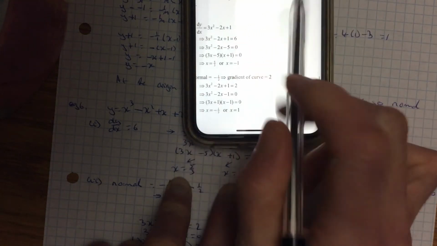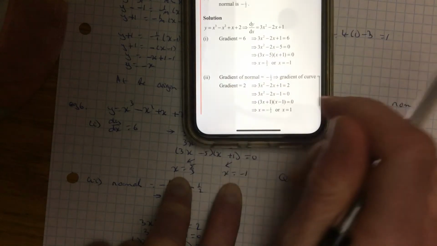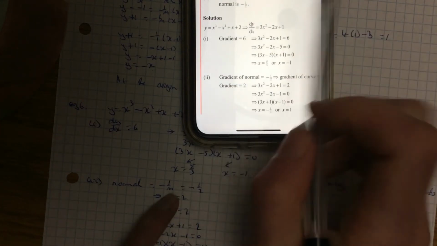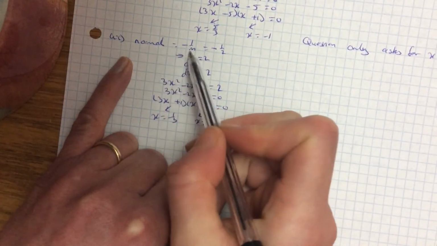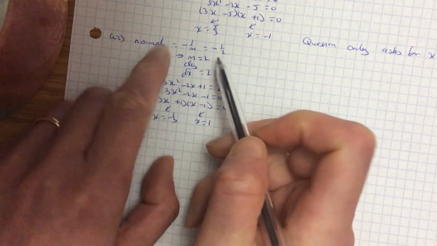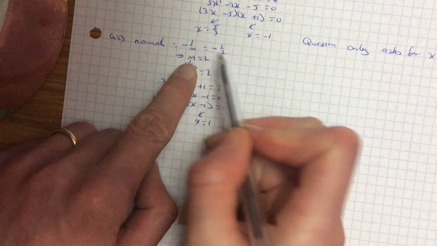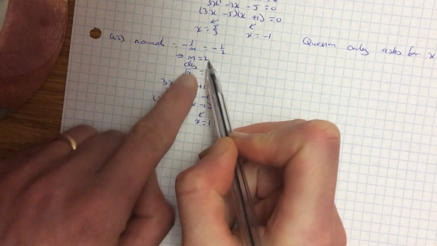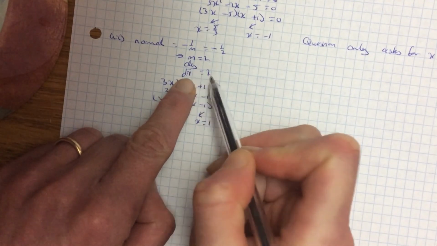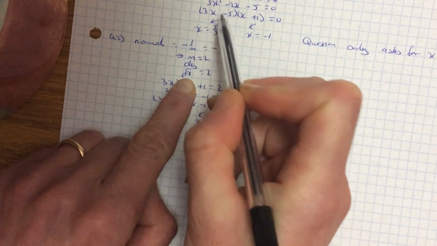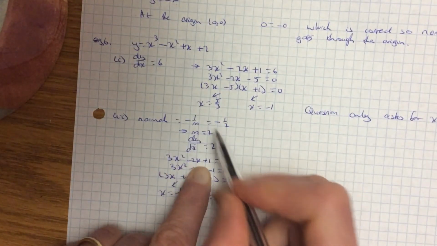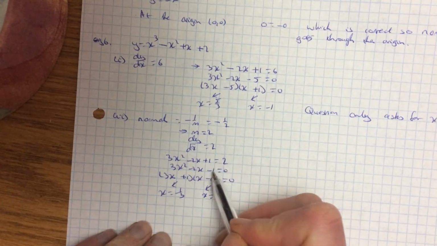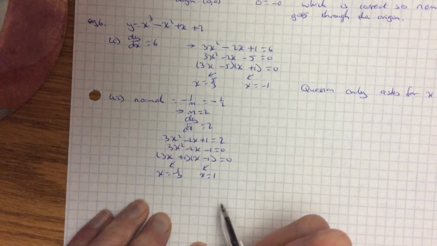Part 2. Find the x-coordinates of the point on the curve for which the gradient of the normal is minus a half. So a wee bit of thinking here. The gradient of the normal is minus 1 over m, and that equals minus a half. So you can see, get rid of 2 minuses, m is 2. So basically what's m? m is dy by dx. So dy by dx equals 2. So you've got your dy by dx, or you can work it out again, 3x squared minus 2x, add 1 equals 2. Bring your 2 over, take it away, tidy it up, and factorise as normal.